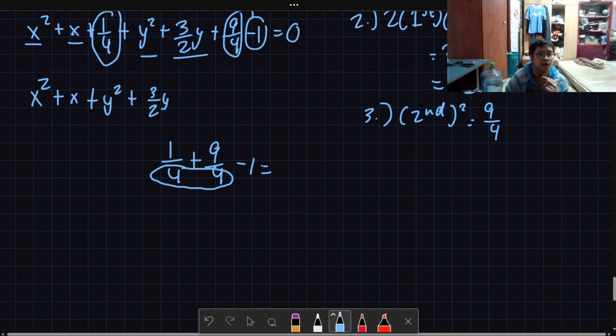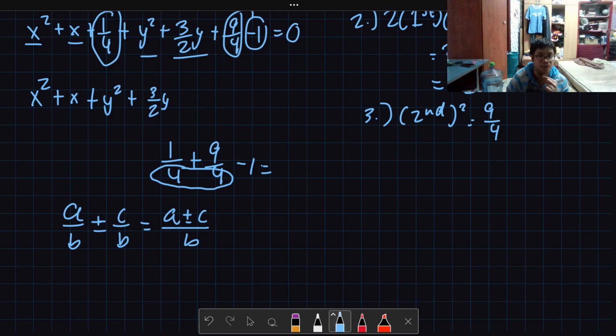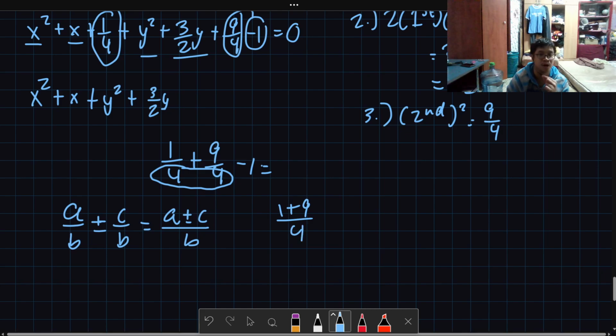So how? Think of it this way. We have a all over b plus or minus c all over b. Both of them have b as the denominator, right? So all we need to do is add the numerators, a plus or minus c. Then we copy the denominator, b. So in this case, from 1 fourth plus 9 fourth, we will have 1 plus 9 all over 4. Okay? In which you will have 10 all over 4. So you have 10 all over 4 minus 1.